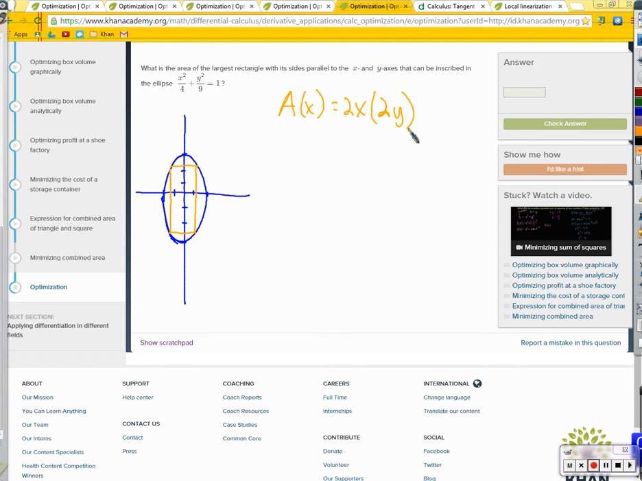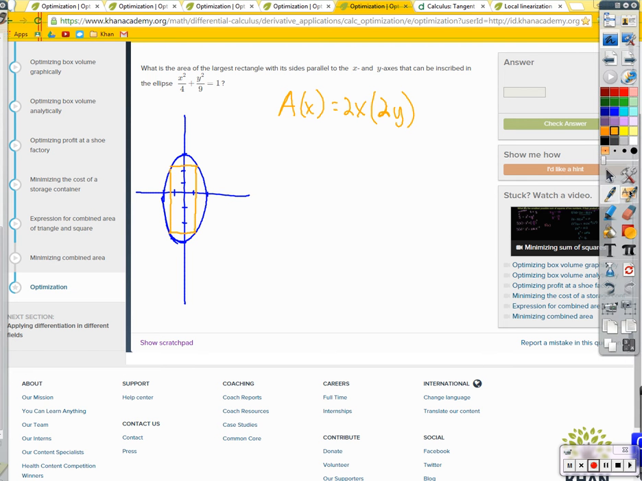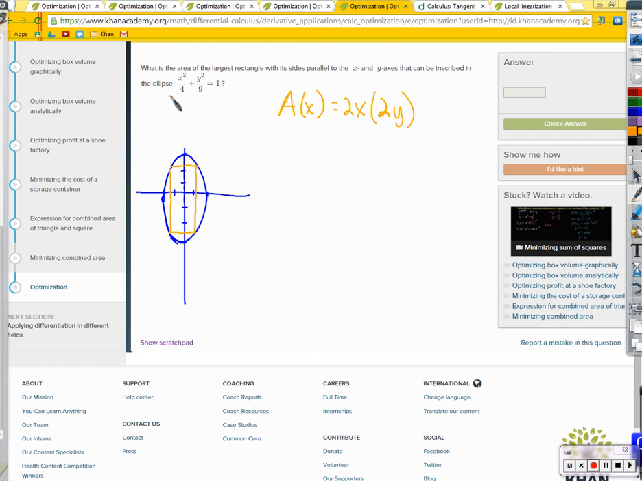So we're going to take this equation and solve it for y, so we can replace y with something that's in terms of x. Okay? Alright, so we'll solve it for y. We'll multiply both sides by 36. So we get 9x squared plus 4y squared equals 36. You see what happened there? Multiply both sides by the least common denominator. Just solving for y here, getting y by itself.